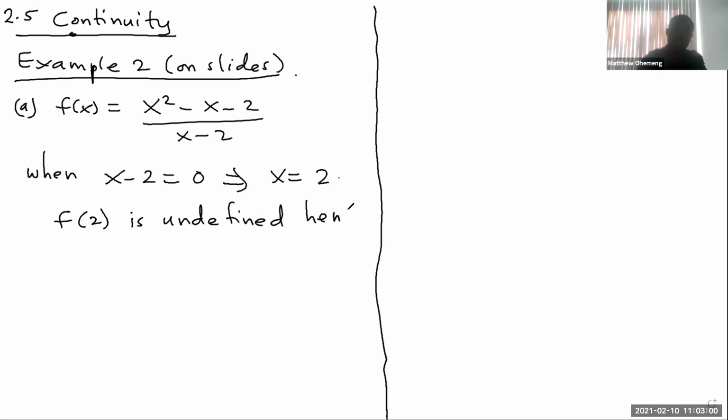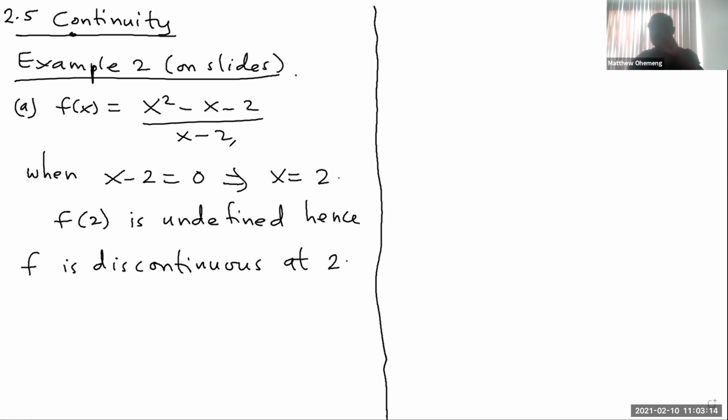Hence, f is discontinuous at 2. Right? So that's how you figure it out. For this one, we have to pay attention to where the function is undefined. That is the reason why it is discontinuous, right? The function is undefined. But let's check the other conditions and see if they hold.